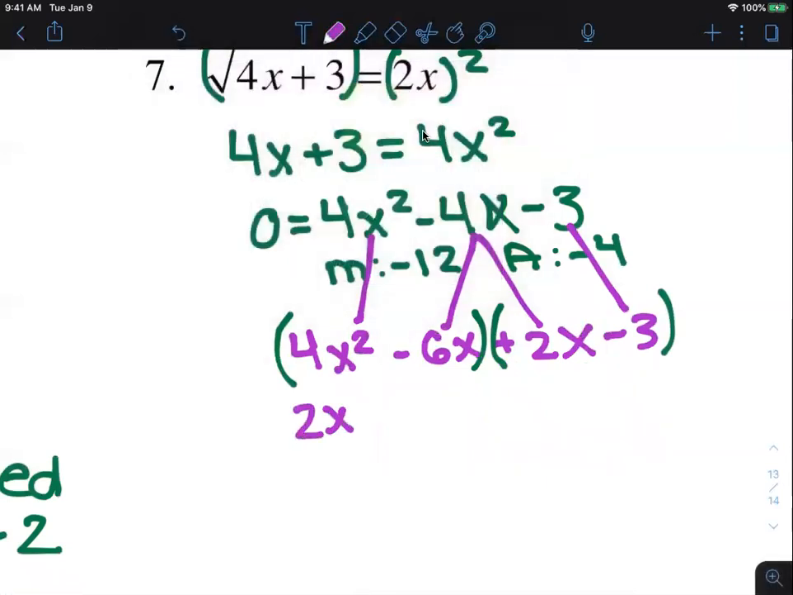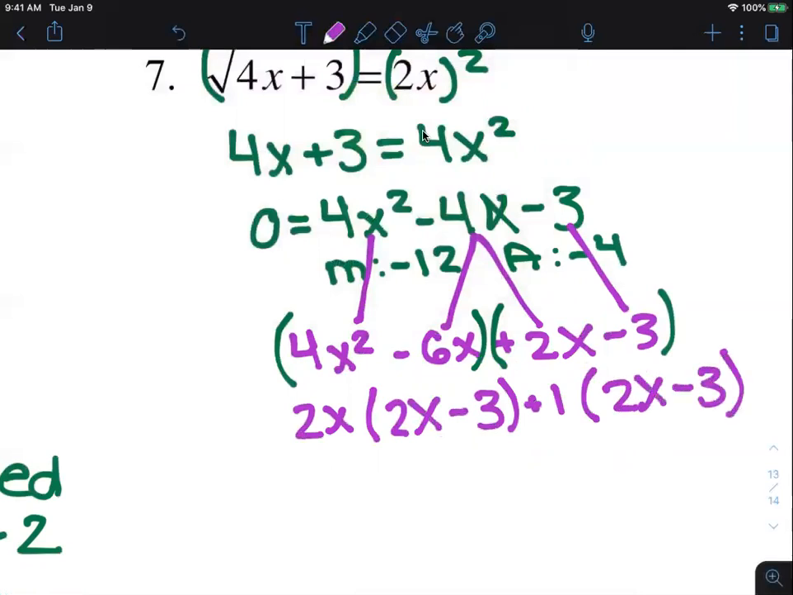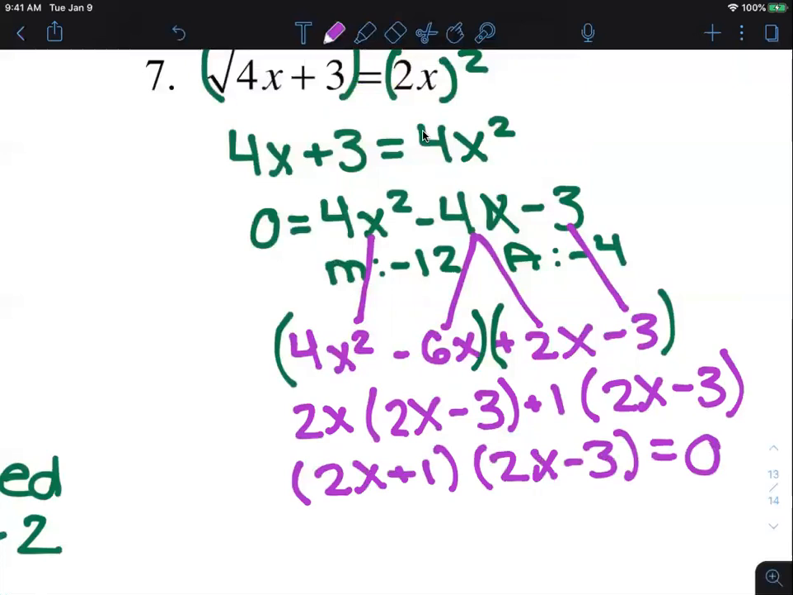Remember how I said this is so important that you can do this, it's going to show up everywhere? I literally mean that. You have to be able to split the middle. So I'm left with a 2x minus 3 when I do the GCF. The other one I'm going to take out a 1 because there really isn't a greatest common factor besides that. And that leaves me with the 2x minus 3. So my two factors here are 2x plus 1 times 2x minus 3. And again, this is equal to 0.